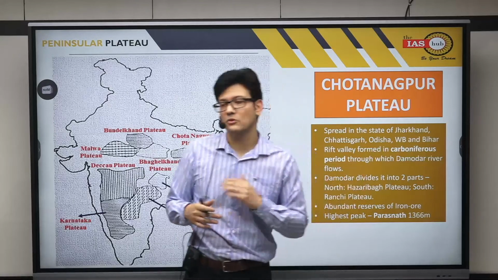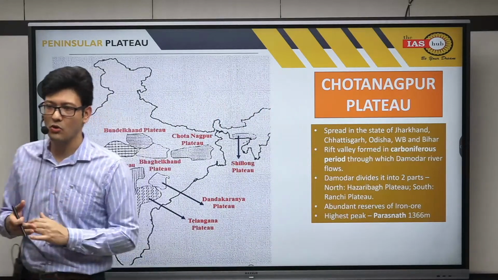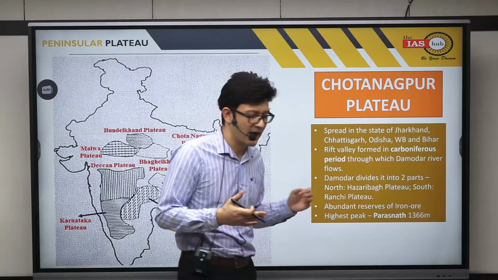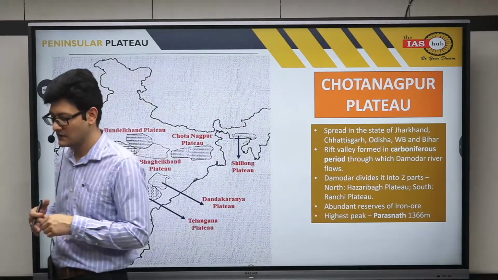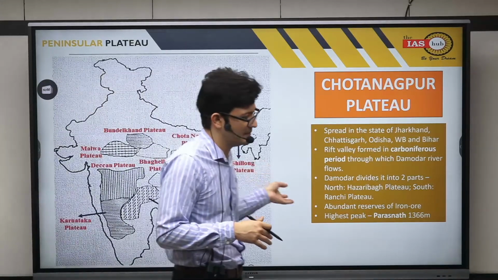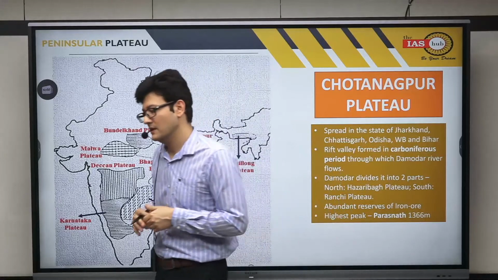There are abundant sources of iron ore material. You'll find coal over here also. It is a mineral resources rich region. And the highest peak you'll find is Parsnath. Parsnath is also famous for Jain religion. You'll find Jain temples over there in Parsnath.